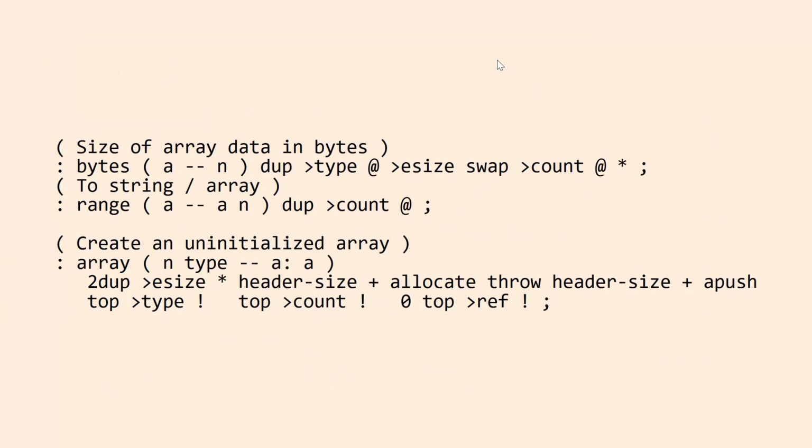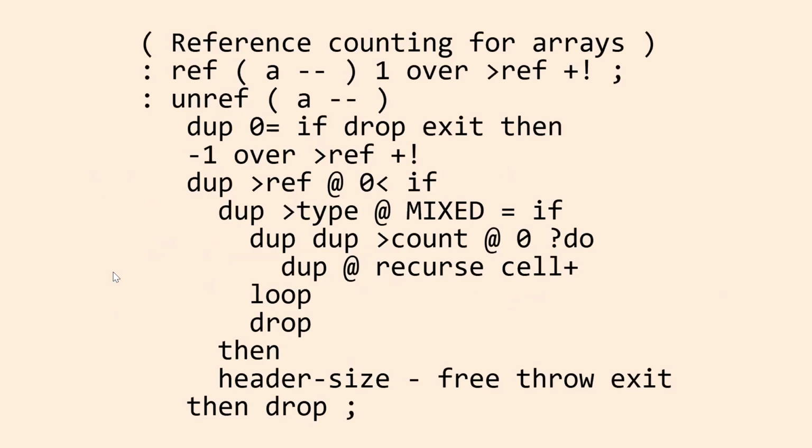You can then, from this, build up words like bytes that tell you how many bytes are in a given array, so that you can do things like know how to allocate it. And you can also convert from an array to a range that will tell you the first element and then the count as to how many of them. And I've got this word array that takes a count, a type, and then allocates it and pushes it onto the array stack. So you're able to say things like 10 integer array and get a 10 integer array on your array stack.